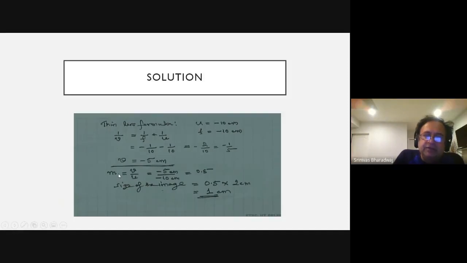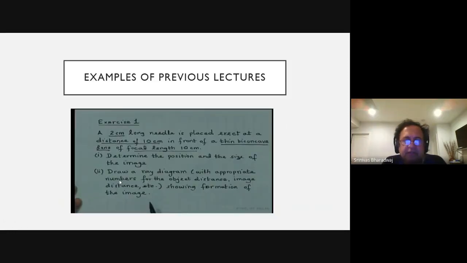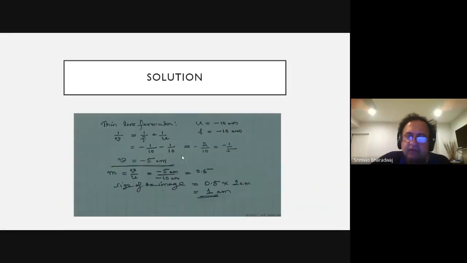So v by u is your magnification, right? So v by u is what? We got u to be 10, v to be 5 using the lens maker's formula, right? Minus 1, so u is 10 here, v is to be determined, we determined it to be 5, right? Using 1 by u minus 1 by v equals 1 by f, right? So f was negative because it's a concave lens.